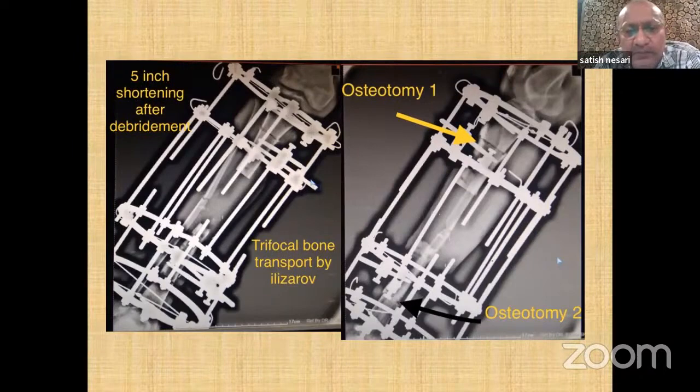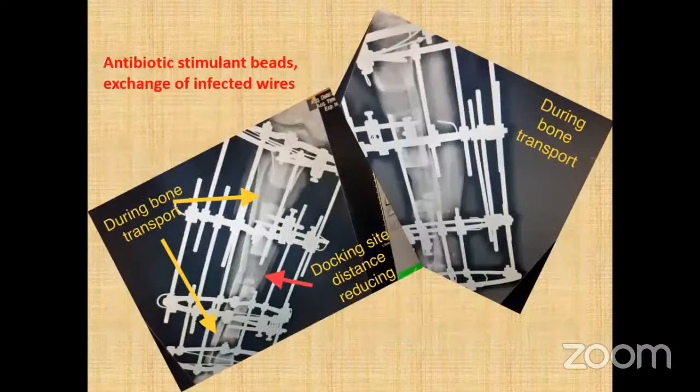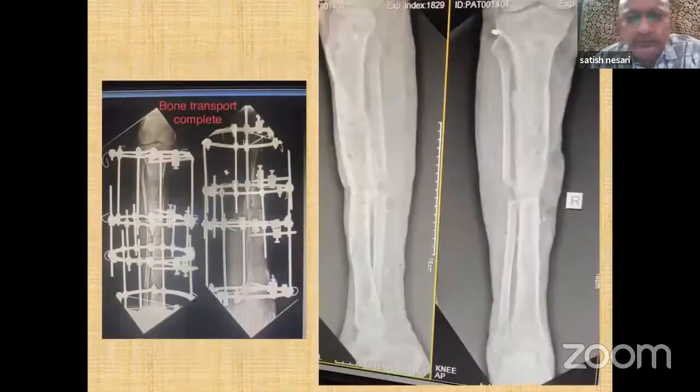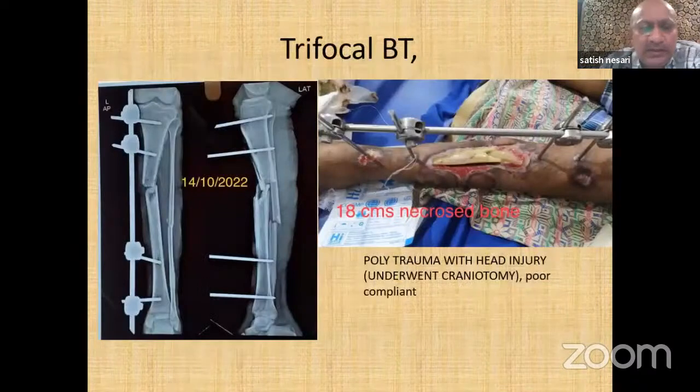Then I did a trifocal bone transport by Ilizarov, with 2 osteotomies, 1 above and 1 below. In between, he had some infection. I had to exchange wires and add antibiotic beads at the docking site. This is very important because the stability of the frame is always very important to get a good regenerate. So if you come across any infected wires, never hesitate to replace them. At the end of 11 months, a good regenerate had formed and union was achieved, and the patient is back to his agriculture work.